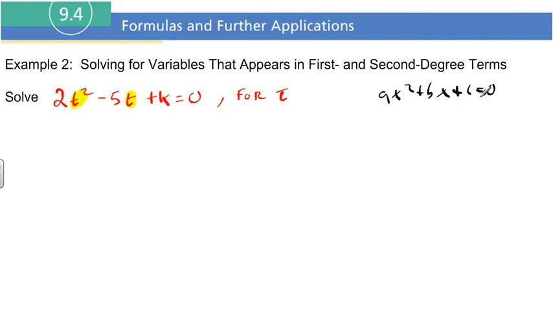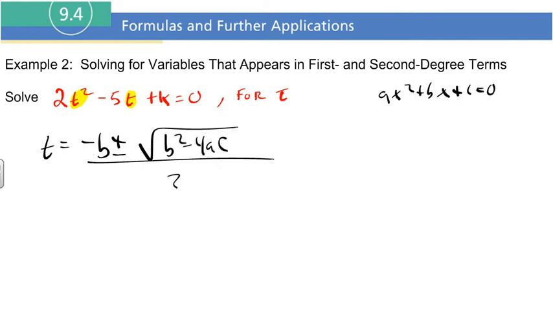Well, k is just the c, right? The b is going to be -5, the a is going to be the 2, and the term that's usually x, in this case, it's t. So if I want to solve for t, I can use the quadratic formula. But instead of the quadratic formula being x equals -b, it's going to be t equals -b plus or minus the square root of b squared minus 4ac all over 2a.